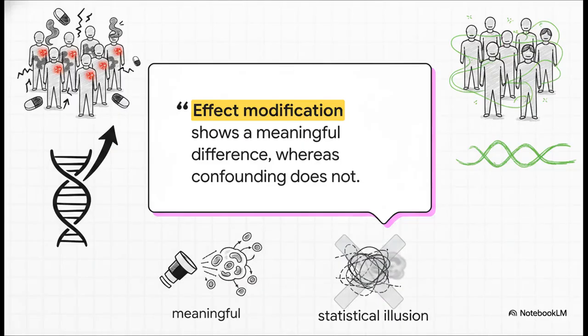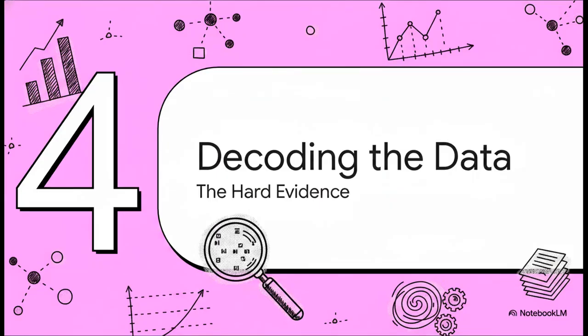Because the risk values in the two subgroups are radically different from each other, this demonstrates effect modification rather than confounding. The underlying cellular damage caused by tobacco smoke actually interacts biologically with the medication. It's modifying its clinical effect and concentrating the pathology entirely within one specific patient subpopulation. Effect modification is a biological reality you absolutely want to report, whereas confounding is a statistical illusion you want to remove. Finally, Section 4, Decoding the Data, the Hard Evidence.